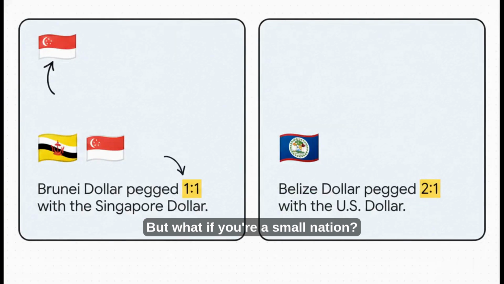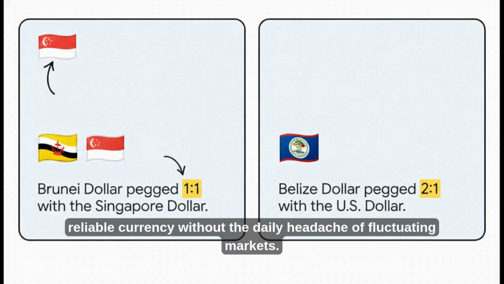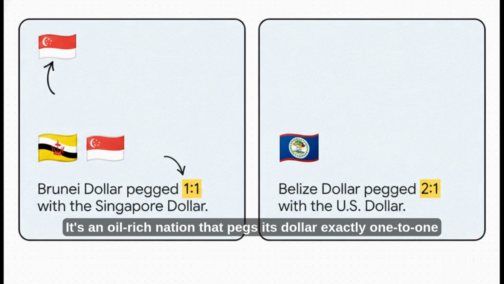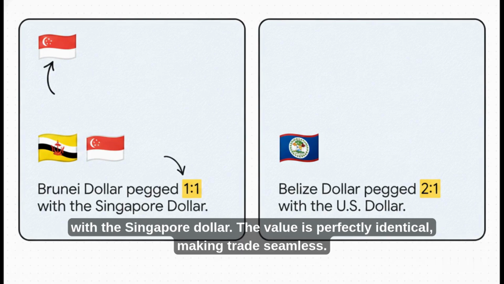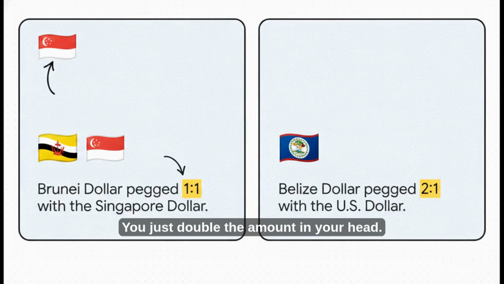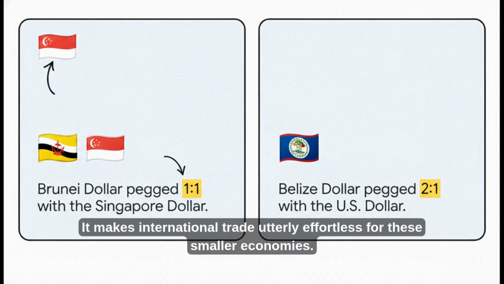But what if you're a small nation? You don't export a ton of stuff, but you still really want a stable, reliable currency without the daily headache of fluctuating markets. Well, you use a clever trick called a pegged currency. Look at Brunei. It's an oil-rich nation that pegs its dollar exactly 1-to-1 with the Singapore dollar. The value is perfectly identical, making trade seamless. Or take Belize, which pegs its currency 2-to-1 with the US dollar. You literally don't even have to look up the exchange rate. You just double the amount in your head. It makes international trade utterly effortless for these smaller economies.